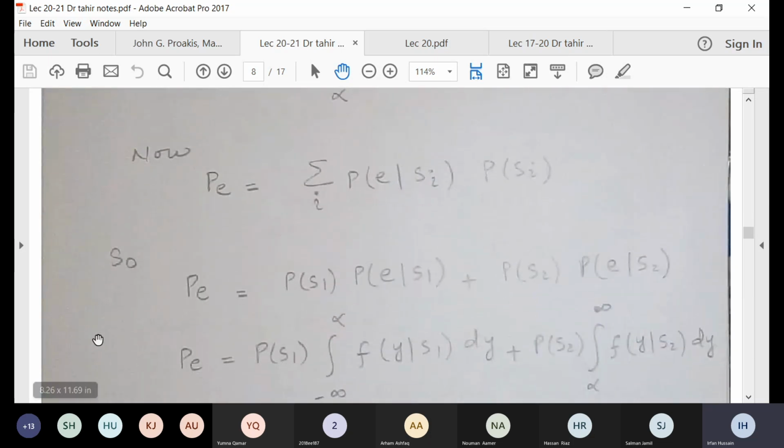So as seen above, the error will be equal to P of S1 times P of error given S1 plus P of S2 times P of error given S2. Then we know that P of error given S1 is the integral from minus infinity to alpha, while P of error given S2 will be given by alpha to infinity, where alpha is the number where the two PDFs intersect.